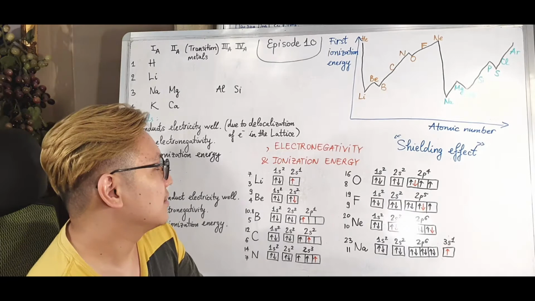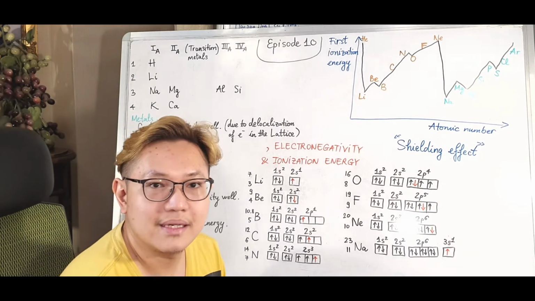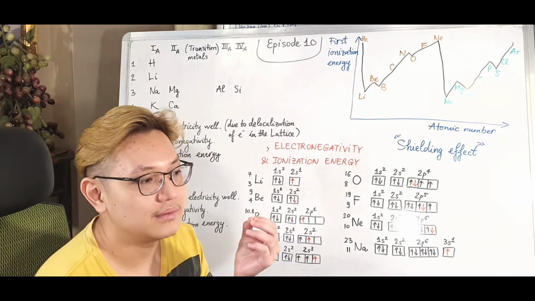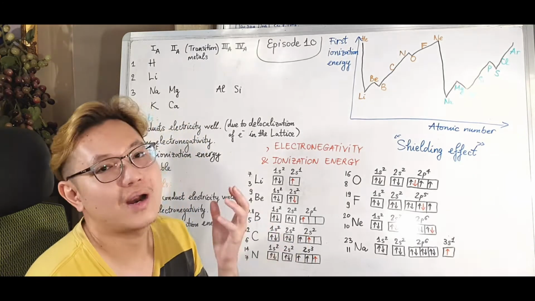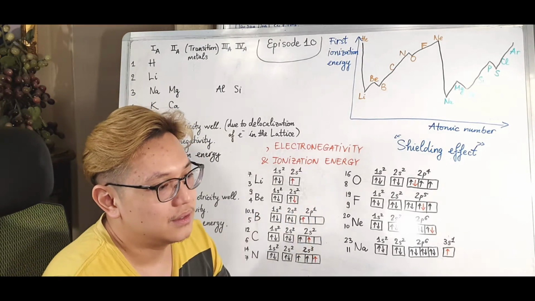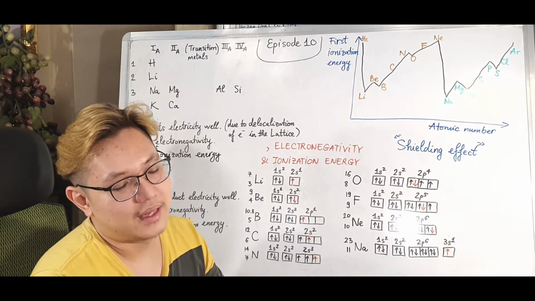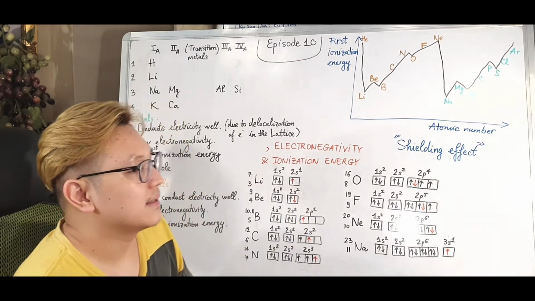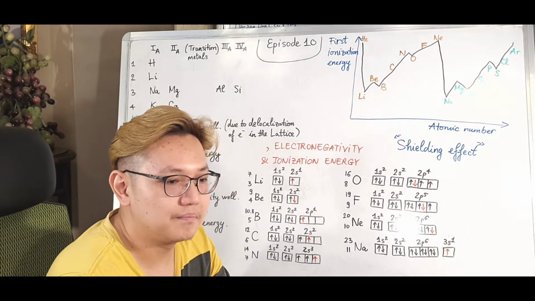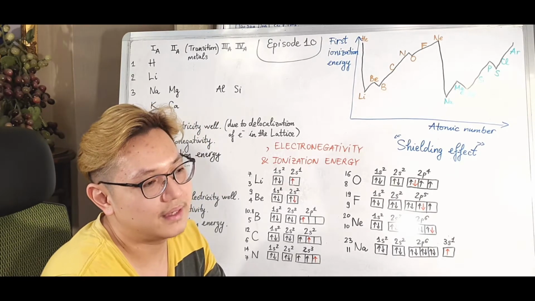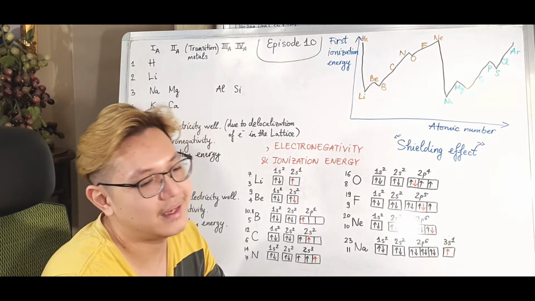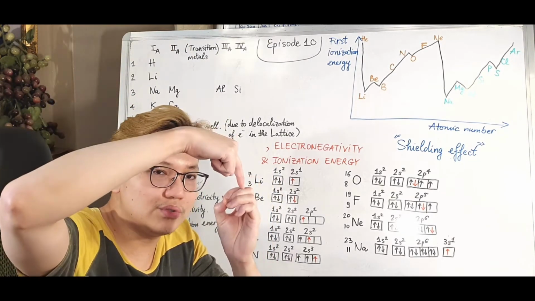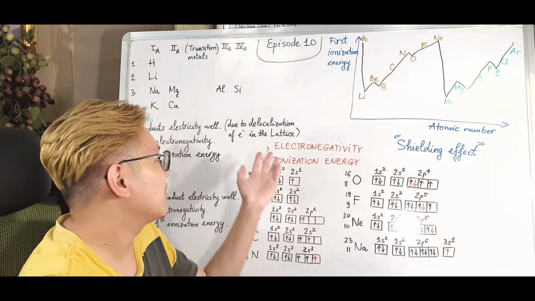Now, first of all, what is electronegativity? Electronegativity is defined as the ability of an atom to attract electrons. It doesn't matter where, it just attracts electrons to it. It can be electrons from other atoms in the same molecule, or from different molecules, but anyway, it's just attracting electrons from the environment to that atom. That ability is called electronegativity.